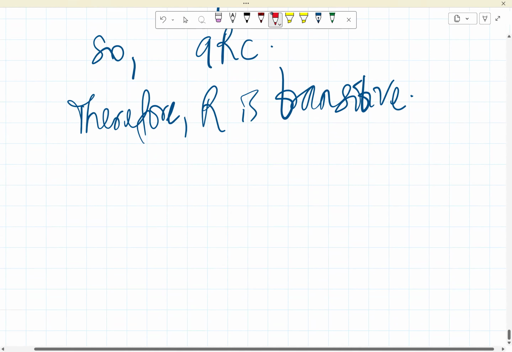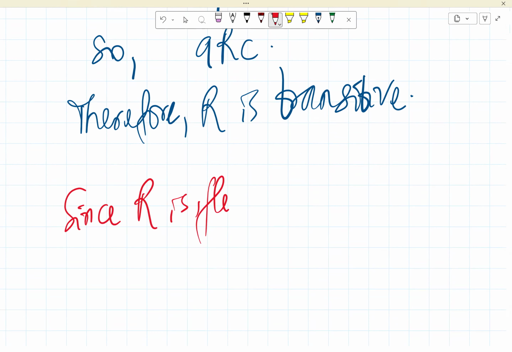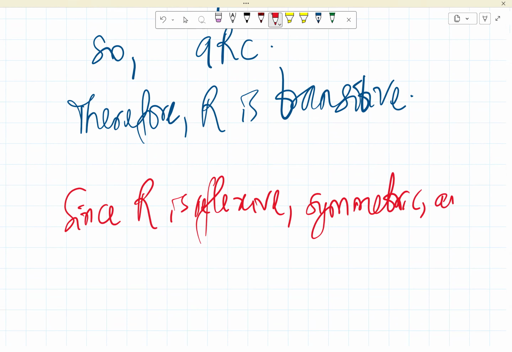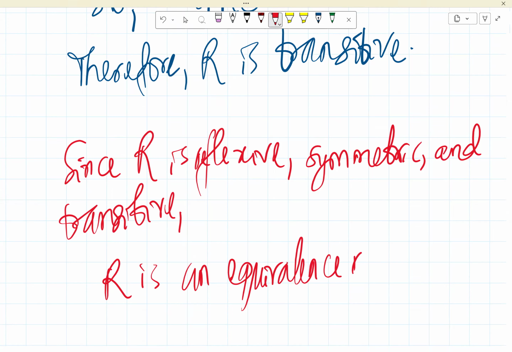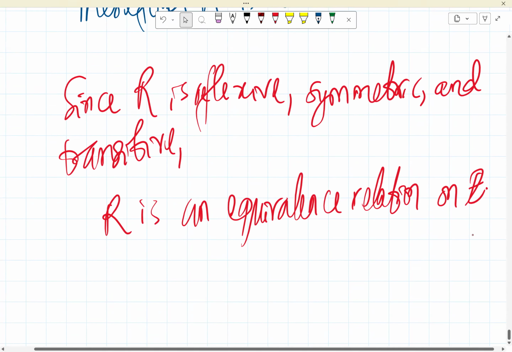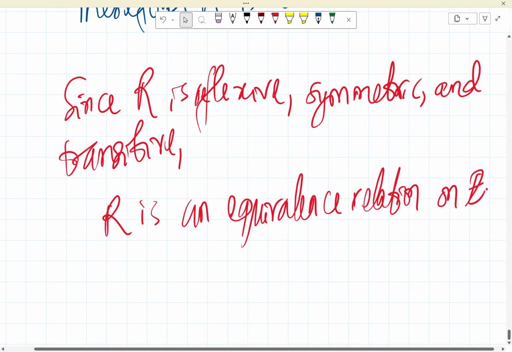So we can conclude that since R is reflexive, symmetric, and transitive, then we say that R is an equivalence relation on Z. So that's problem 8 right there.